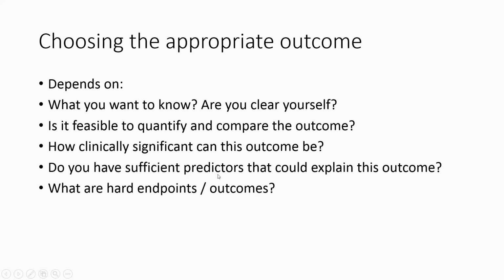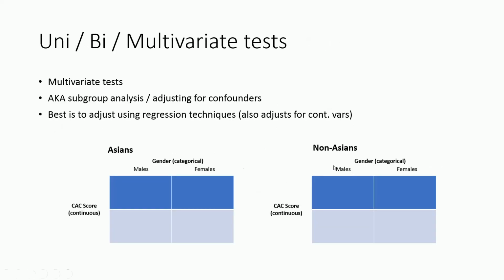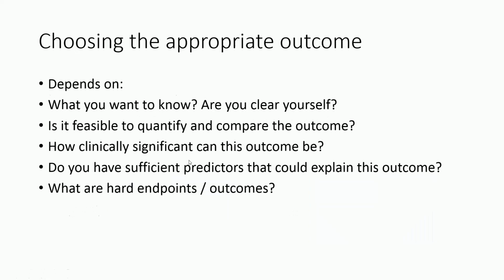And then, do you have sufficient predictors that could explain this outcome? Now, in this case, we just have gender. We can add multiple other predictors to predict the CSE score, or to find whether the CSE score has any impact on coronary artery disease. But again, you should have sufficient predictors to predict that kind of an outcome.